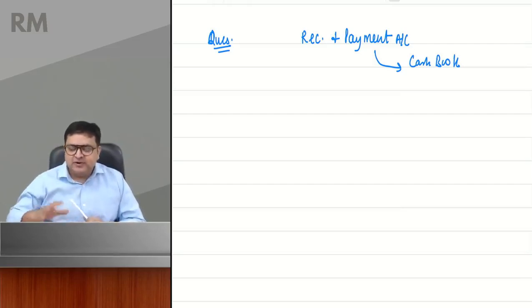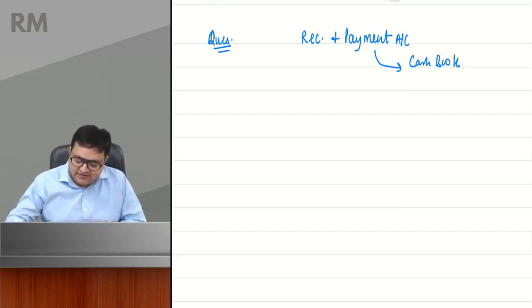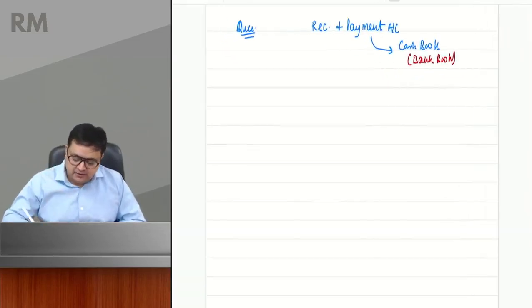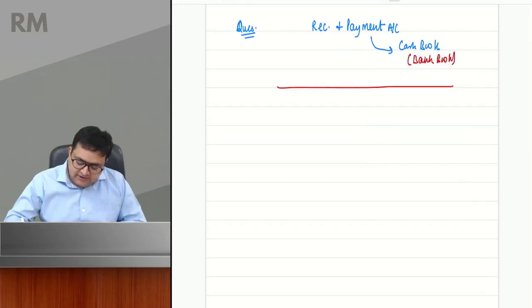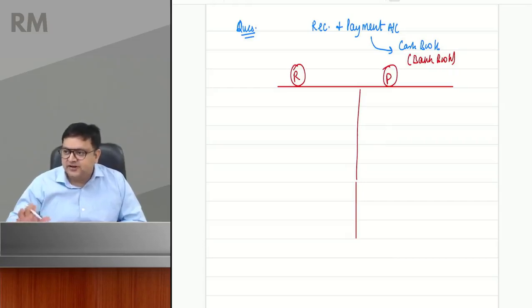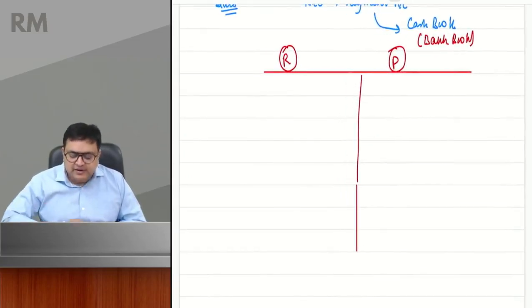So when I say cash book, it is not just a cash book, it is a bank book also. Now, whenever you get your receipts and payment account, it is a kind of cash book. The debit side is receipts. The credit side is payments. You can all make this with me. Columnar cash book. Raju sir still remembers. Correct, Raju sir. So receipts and payment account.